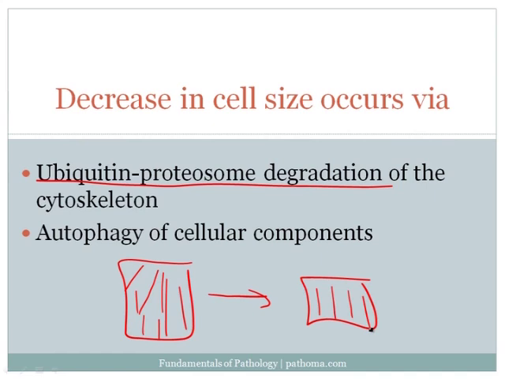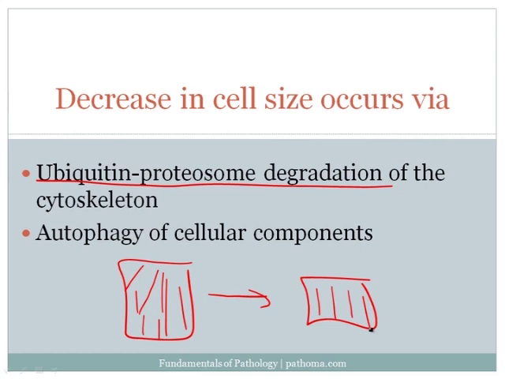Ubiquitin is a protein, I kind of think of it as a post-it note. It's a protein that gets posted onto the intermediate filaments of the cytoskeleton, and the proteasome is an organelle present within the cell that recognizes ubiquitin-tagged proteins and then trashes those proteins and destroys them. And so the ubiquitin proteasome degradation pathway is a mechanism for destroying the cytoskeleton, and it's a high yield point to be aware of.